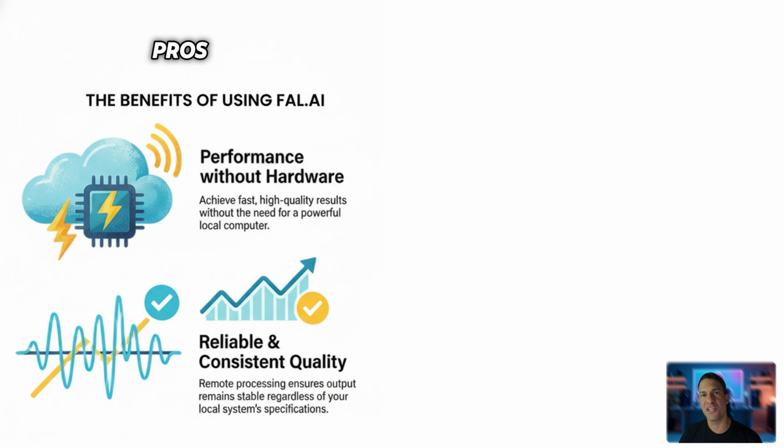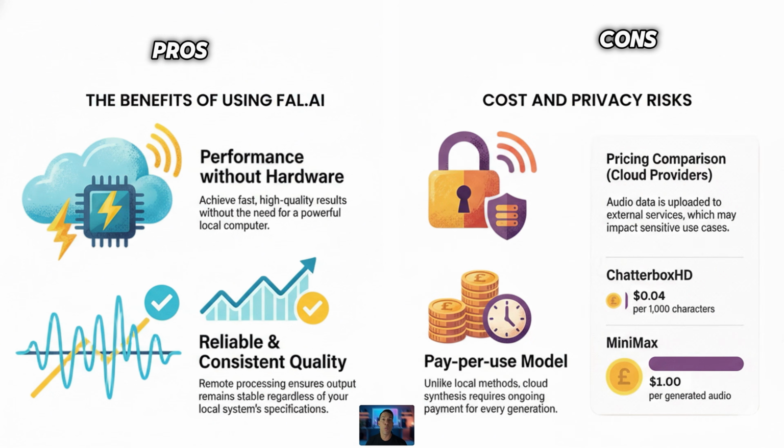The biggest advantage here is speed. Generations are fast, the quality is good, and you don't need a powerful computer. Everything runs in the cloud, so results are consistent and reliable. The downside is the cost. While it's cheap, it's not free. You are paying around 4 cents per 1,000 characters with ChatterboxHD, or $1 per generated audio with MiniMax.